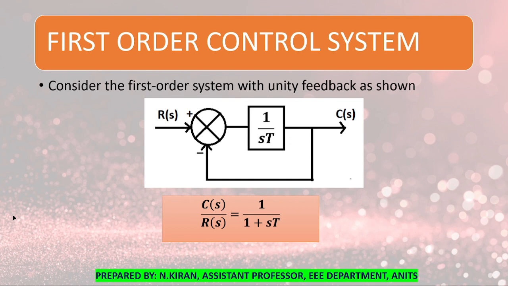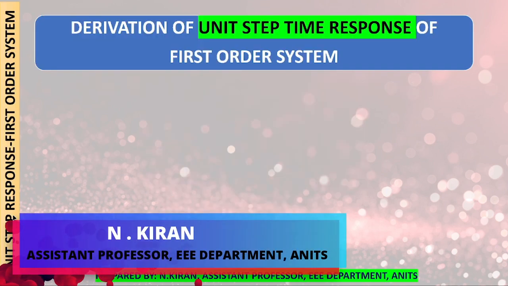Okay, so now let us consider the first order control system with unity feedback as shown. Applying the elimination feedback rule in the block diagram reduction technique, we obtain the transfer function C(s)/R(s) = 1/(1+sT). Using this expression for unit step, unit ramp and unit parabolic inputs, we are going to derive the time response expression. First let us consider the unit step time response.